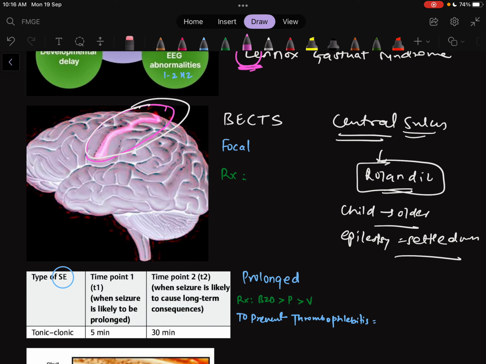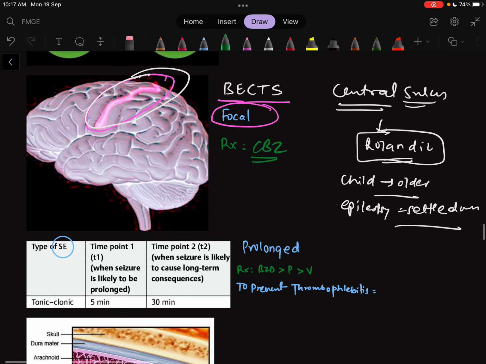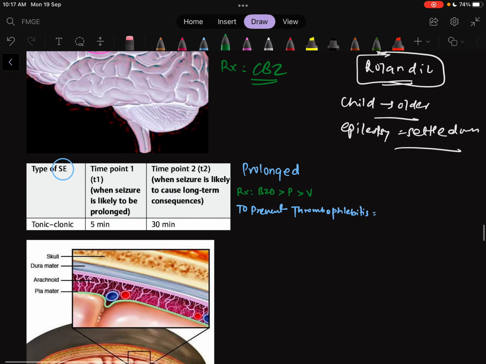It is also known as benign epilepsy of centrotemporal spikes. These are focal in nature. Focal seizures are there. And treatment is carbamazepine or oxcarbazepine. Then next one is status epilepticus.